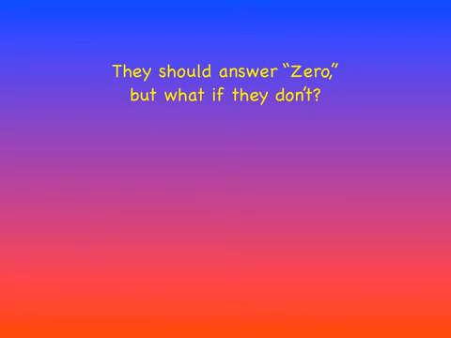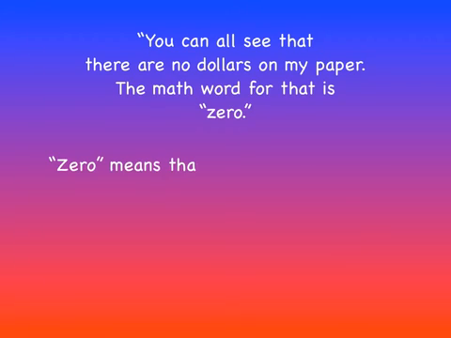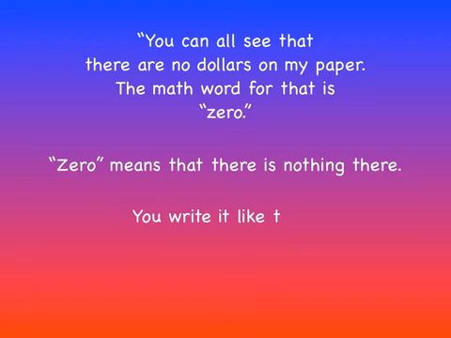But what if they don't? What if they look at you like, what kind of crazy question is that? And tell you that, well, there ain't none. You can all see that there are no dollars on my paper. The math word for that is 0. 0 means that there's nothing there. You write it like this, 0.